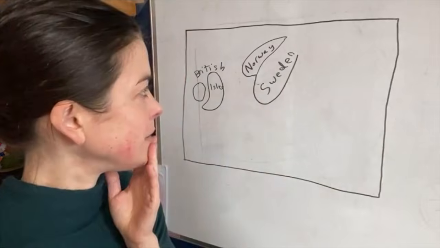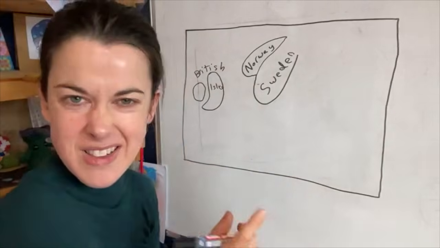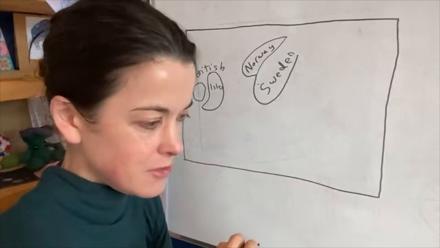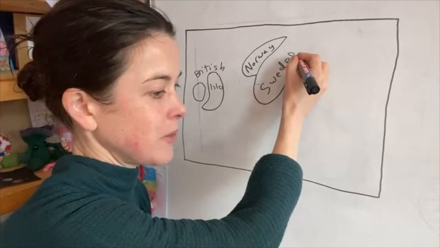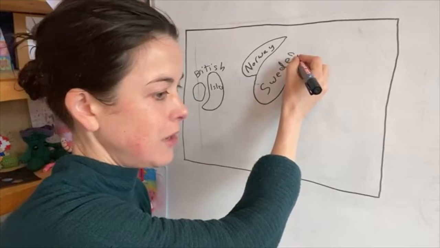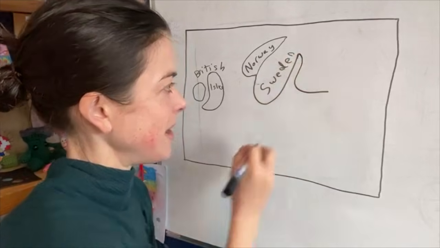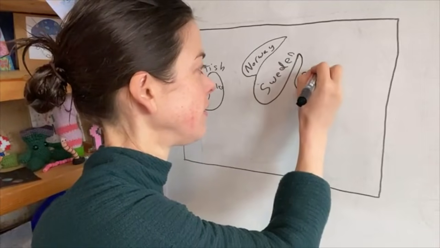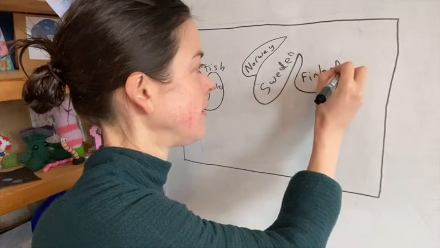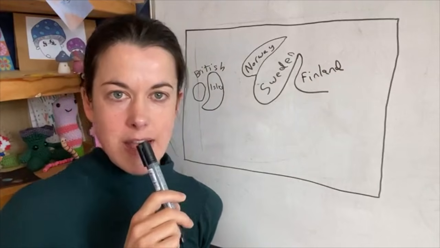Okay, are we ready to put in some more stuff? Shall we draw in Finland? Because I'm quite interested in Finland. I'm almost interested in Finland because it's not interesting. Right, if you want to draw another loop over a bit and then draw a blob like that. That's Finland. Let's write it in. There we go. Yeah, where was I?